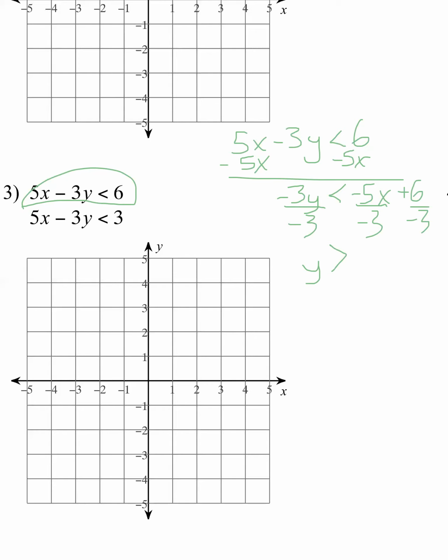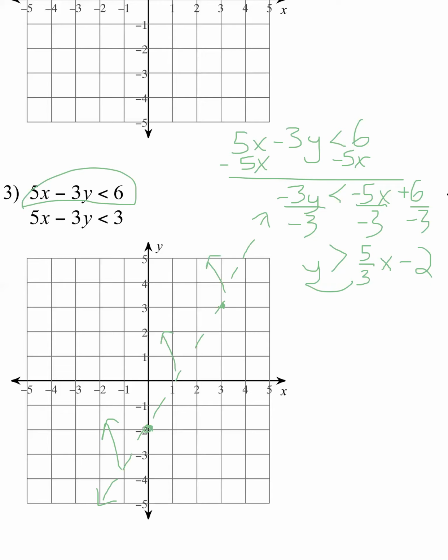Negative 5 over negative 3 is now going to be a positive 5/3, and then place the x on the side. 6 divided by a negative 3 is now a negative 2. Okay, so this one will start at negative 2, and then we're going to go up 5 over 3. So we're going to land right there. Don't have enough room to do it again, so I'm just going to sketch my dotted line as best I can. Oh, it wasn't bad. And y is greater than, so I would want to shade above this line.